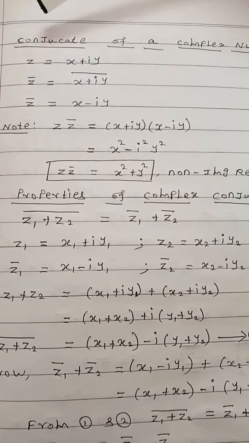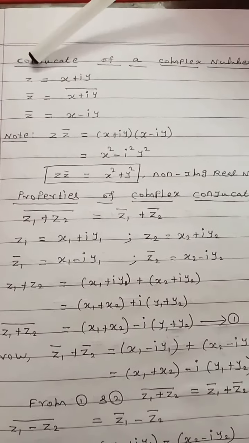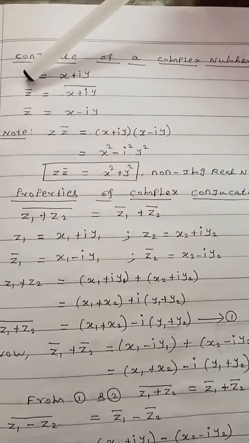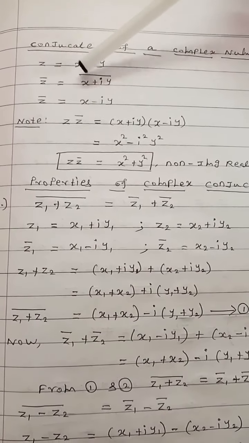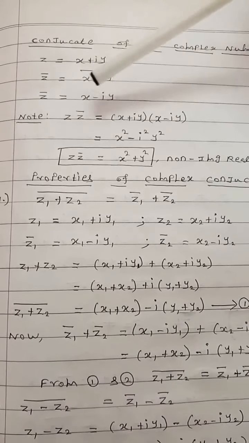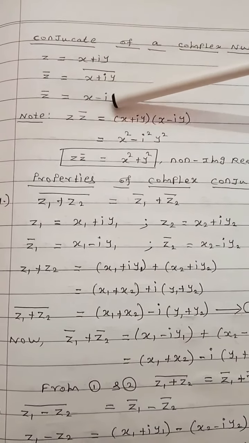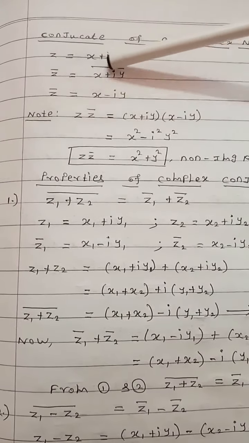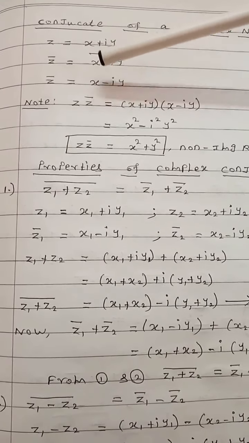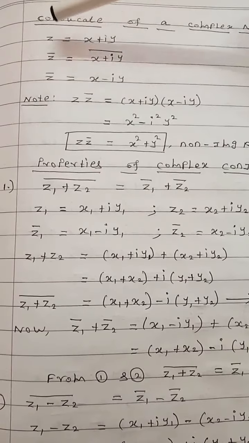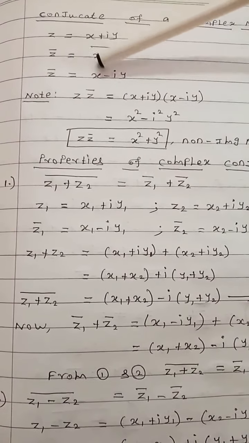Students, now we will discuss the conjugate of a complex number z equal to x plus iy. Taking bar on both sides, z bar is x plus iy the whole bar. Z bar equals changing plus iy to minus iy. So plus i becomes minus i, that is the conjugate of x plus iy, which becomes x minus iy. So z is x plus iy and z bar is x minus iy.